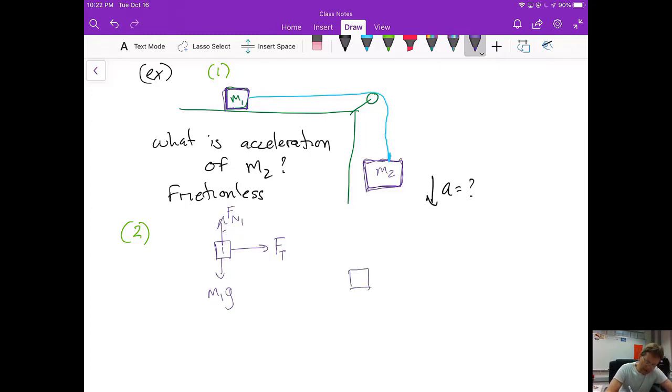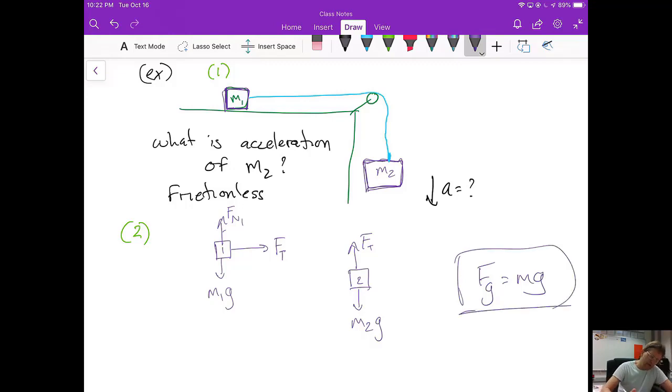M2's free body diagram has Ft up and M2g down. So the force due to gravity, which is the weight, is M2g down. You can write it as Fg1 and Fg2 like I have, but in this case I'm taking a shortcut and just writing M2g. In general, remember that Fg is always equal to mg for any body. That was actually a parenthetical.